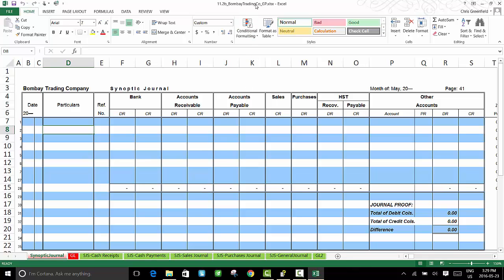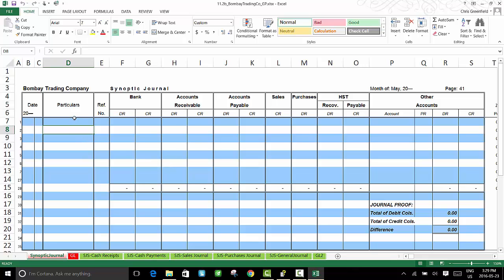So you're going to need the Bombay Trading Company, the guided practice spreadsheet from your Canvas site, and you're going to need your textbook. On page 487 is where the first transaction begins. It occurs on May 1st, so we're going to use our Synoptic Journal. This one is relatively easy. Everything is going to be going on this one page.